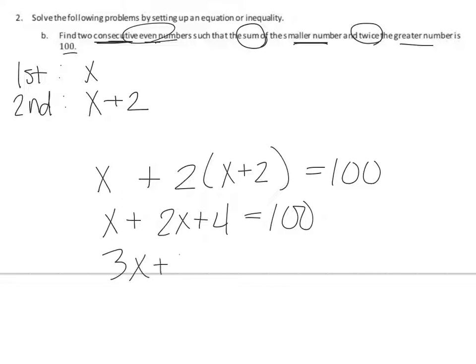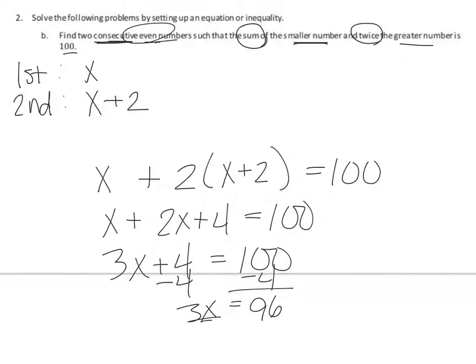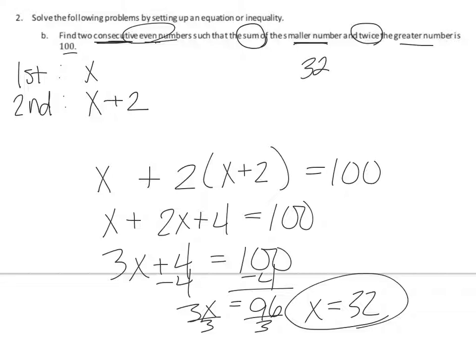3x plus 4 equals 100. Subtract 4 from both sides, 96 equals 3x. Divide by 3, x equals 32. And if you think about it, if the first number was 32, the second number is 34, I can say we're going to do twice this, 68, plus 32 is in fact 100. We got it. Woohoo! One more.